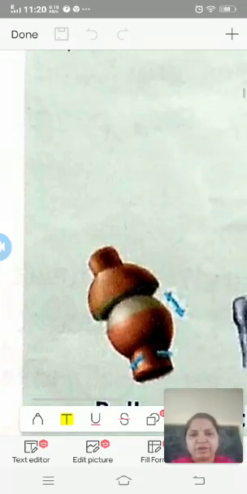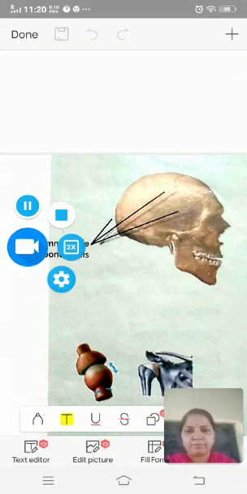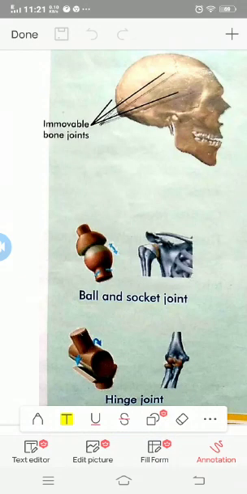Let's start chapter 4. Firstly, we will discuss the joints. What is a joint? A joint is the part of the body where two or more bones meet to allow movement. Every bone in the body except for the hyoid bone meets up with at least one other bone at a joint. The shape of the joint depends on its function. A joint is also known as an articulation.